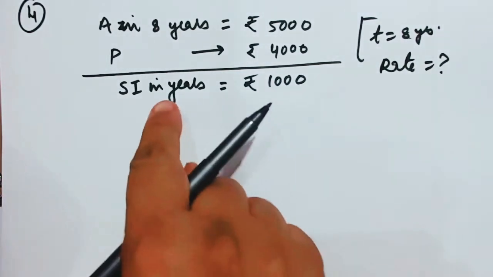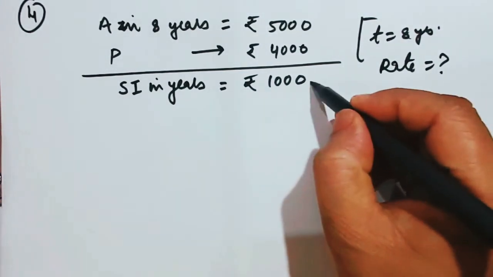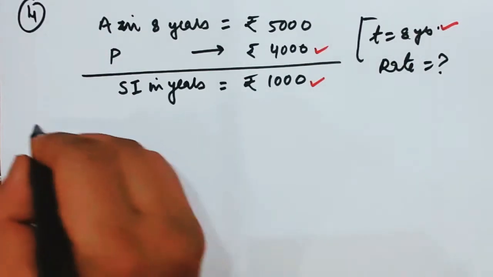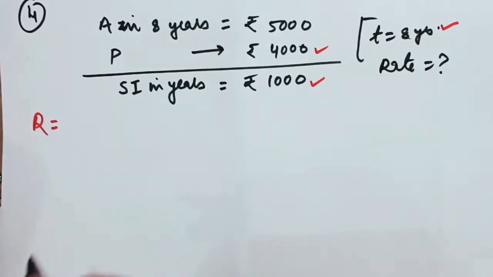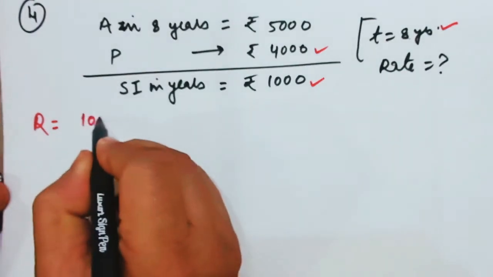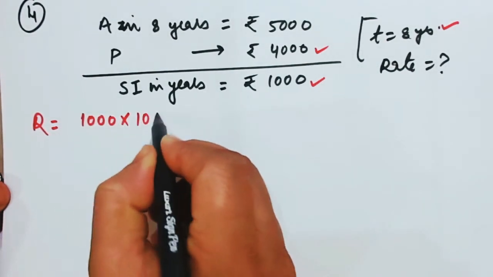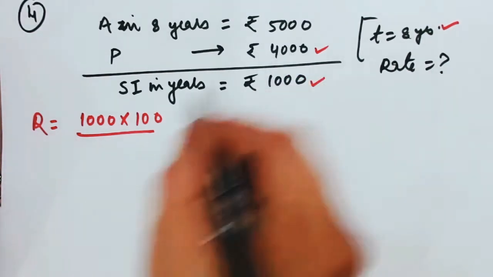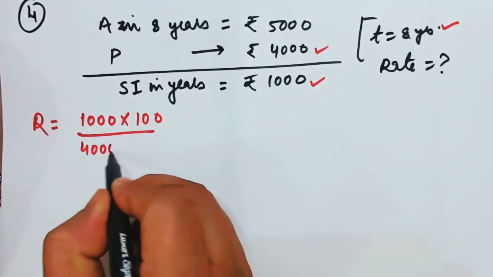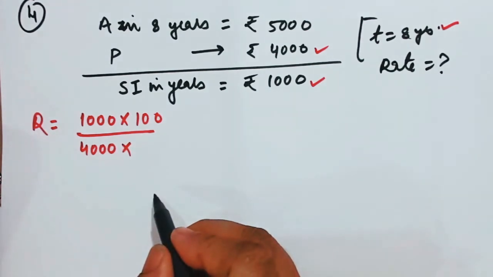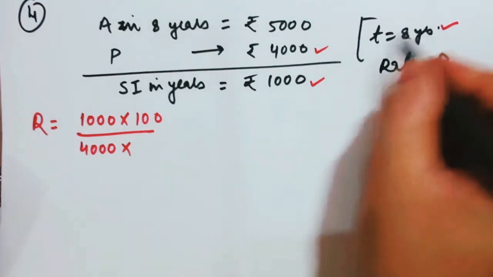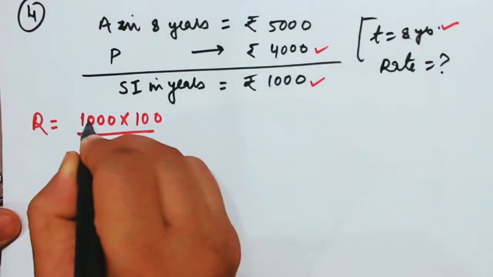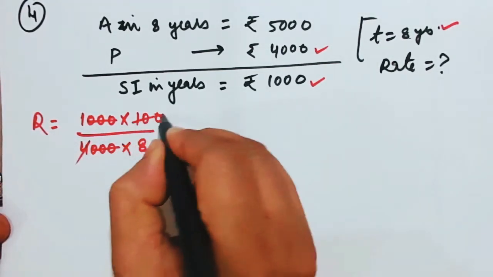Clear? You have the simple interest, you have the principal, you have the time. Can't you find out the rate? So rate will be equal to SI into 100 by P, that is 4,000, into T. T is your 8 years. Come on, see, have it.